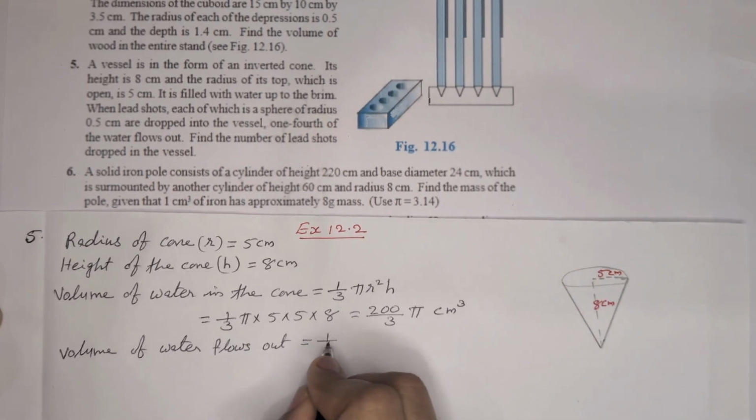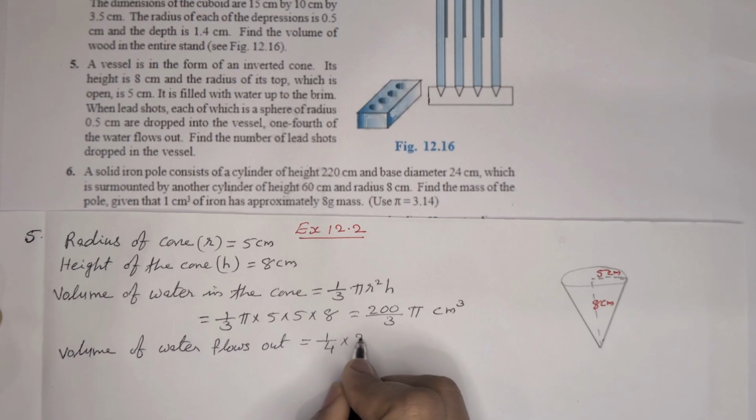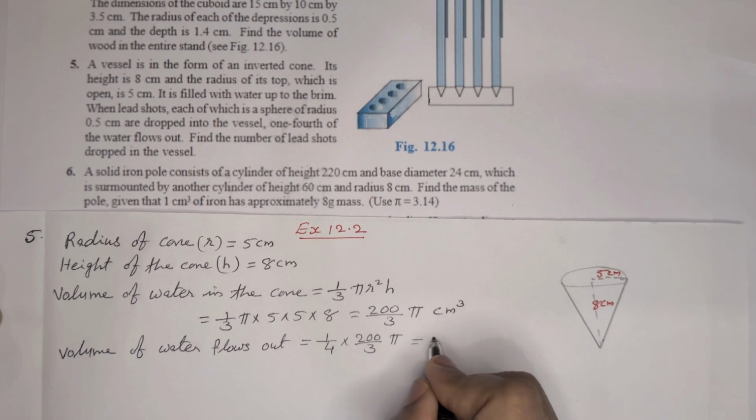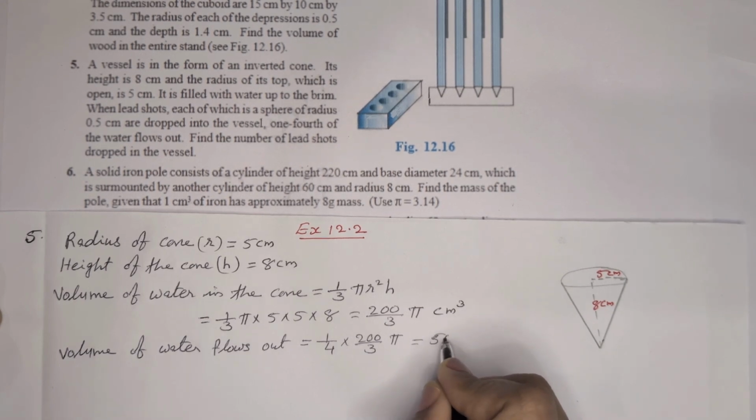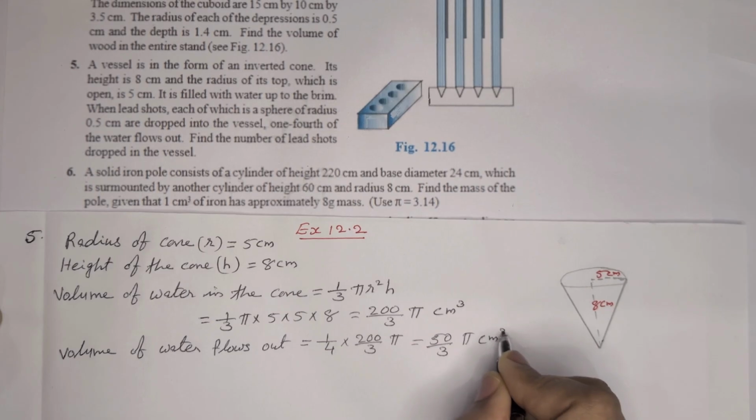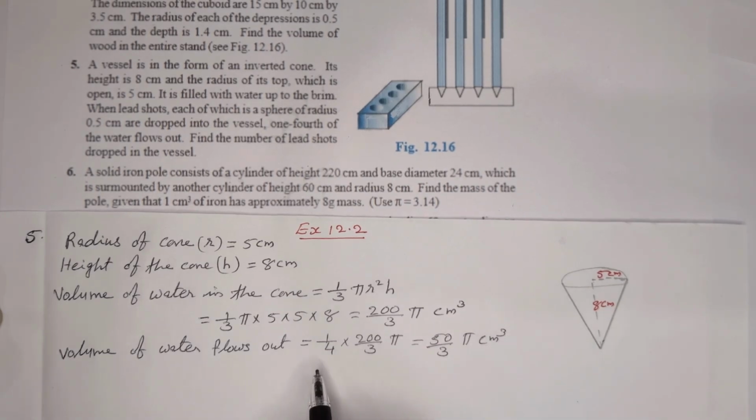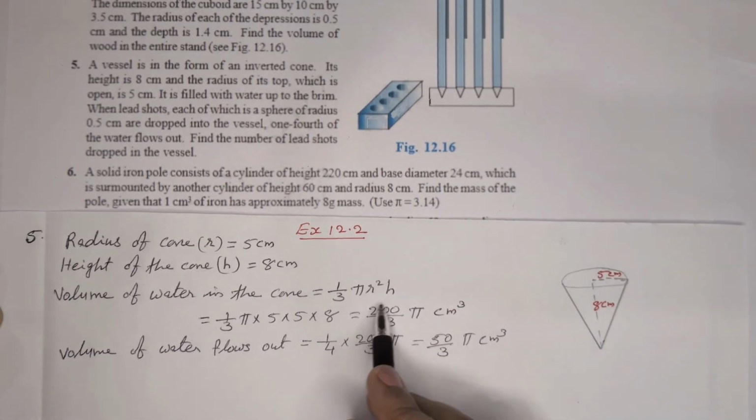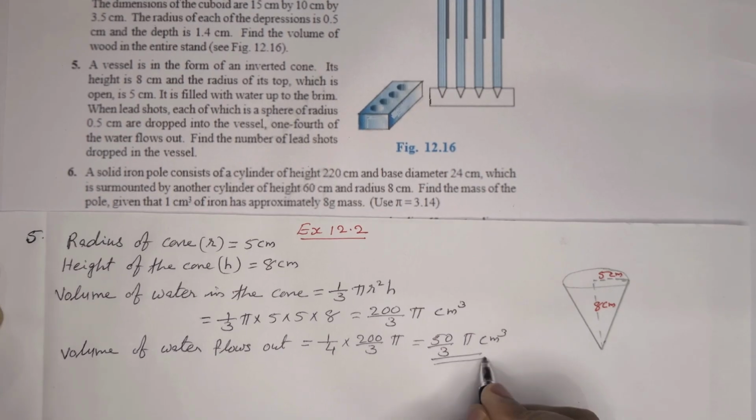So 1/4 of 200 by 3 pi. When we divide by 4, we get 50. So 50 by 3 pi centimeter cube of water flows out when the lead shots are put inside the cone. This much, 1/4 of the volume of the cone, that means 50 by 3 pi centimeter cube.